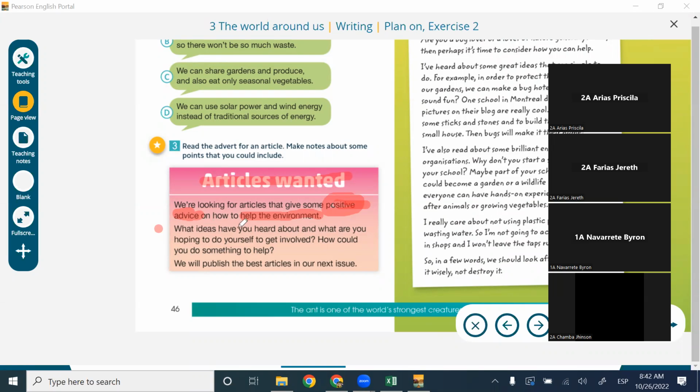What ideas have you heard about, and what are you hoping to do yourself to get involved? Hoping, your decision, your aspiration, your expectation. Hoping, what do you want? Okay, continue.